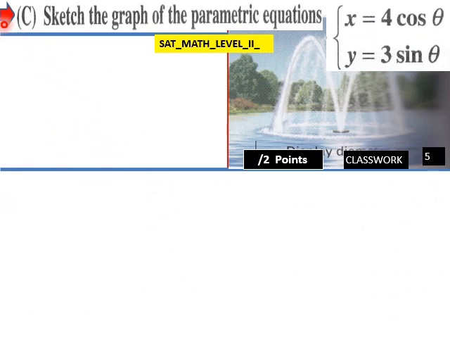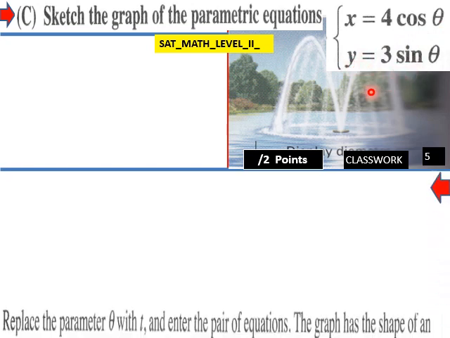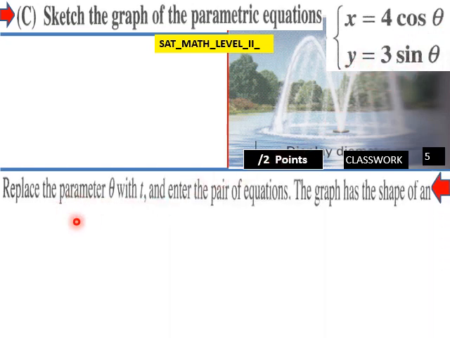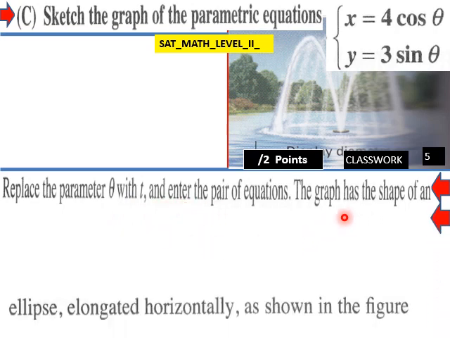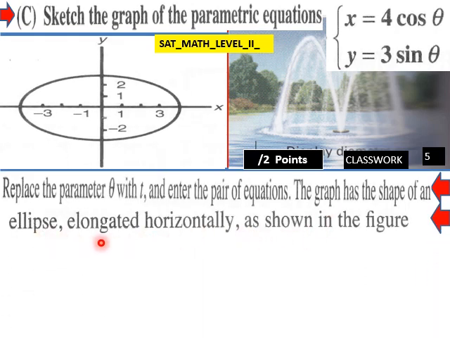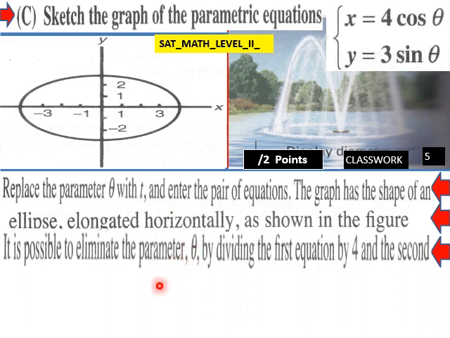Example C here, sketch the graph of the parametric equations x equals 4 cosine theta and y equals 3 sine theta. Replace the parameter theta with t and enter the pair of equations. The graph has the shape of an ellipse, elongated horizontally. Here's our major axis of our ellipse, as shown in the figure.